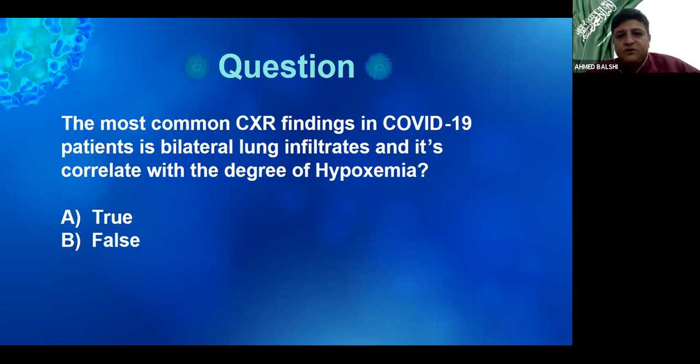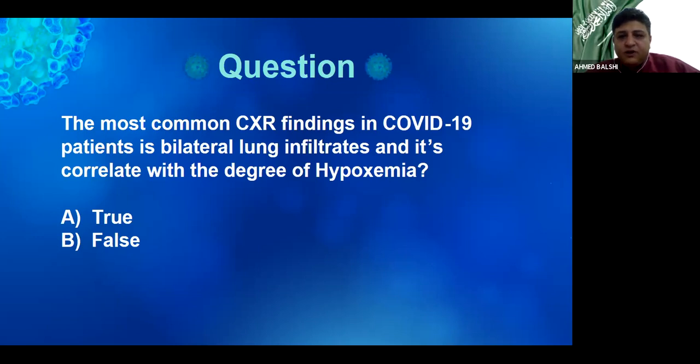Question: the most common chest X-ray finding in COVID-19 patients is bilateral lung infiltrates, and it correlates with the degree of hypoxemia. Is it true or false? Actually, this question has two parts. The first part: is the common finding in chest X-ray in COVID patients bilateral lung infiltrates? Yes, 75% have bilateral lung infiltrates, and most of them have the peripheral infiltration type.